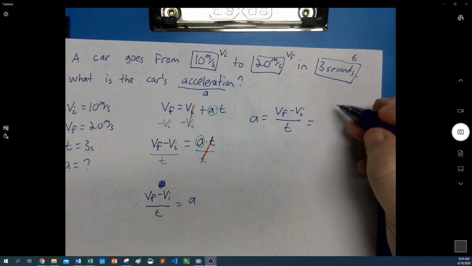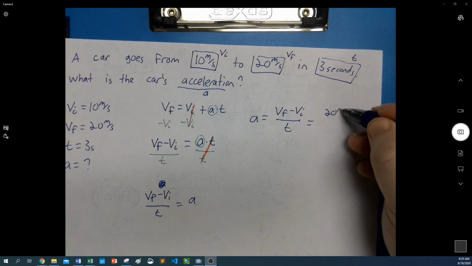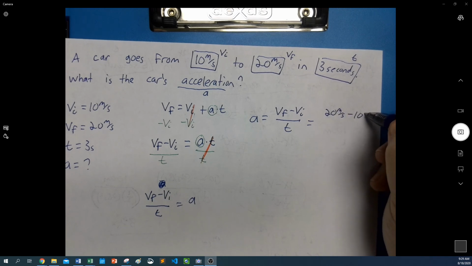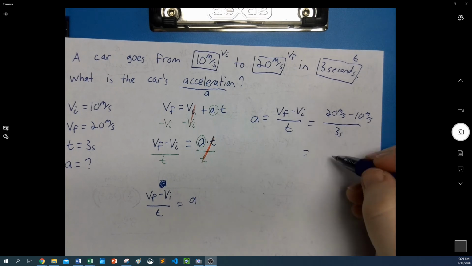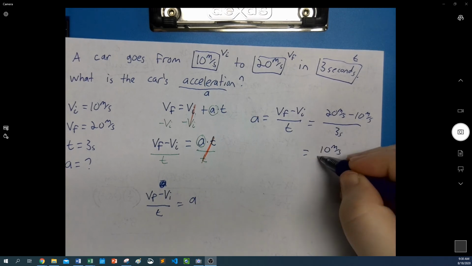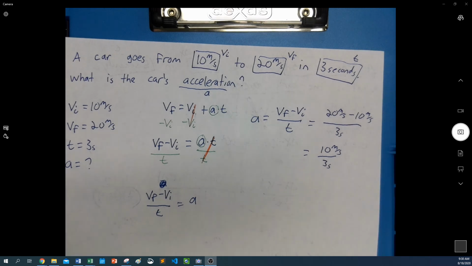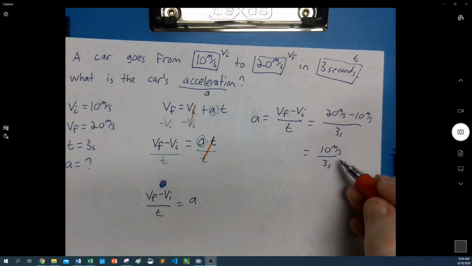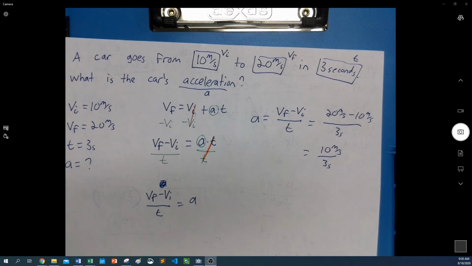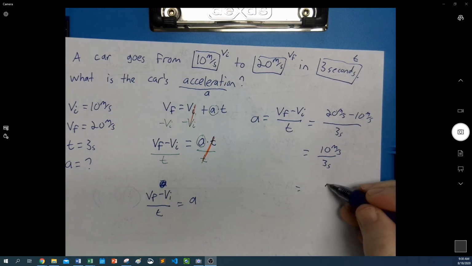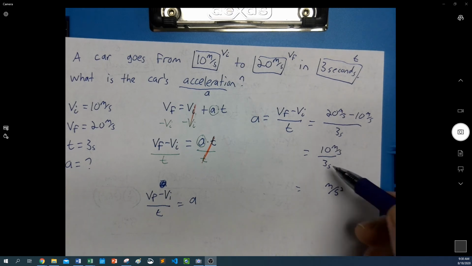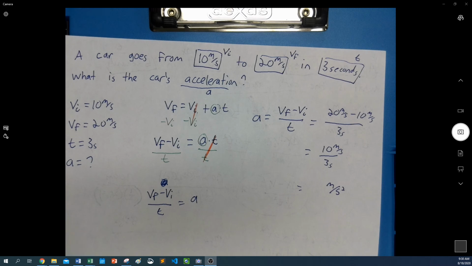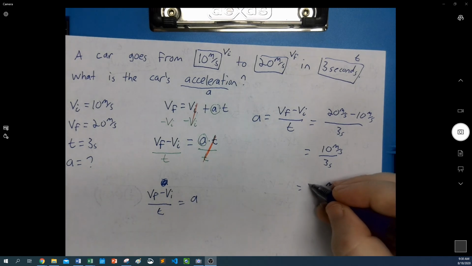So now we can plug in variables. That's 20 meters per second minus 10 meters per second divided by 3 seconds. That would be 10 meters per second divided by 3 seconds. These seconds are going to pair up, and we're going to get an answer that is in meters per second squared. So meters per second divided by a second is meters per second squared. And we get an answer of 3.333, and so on.